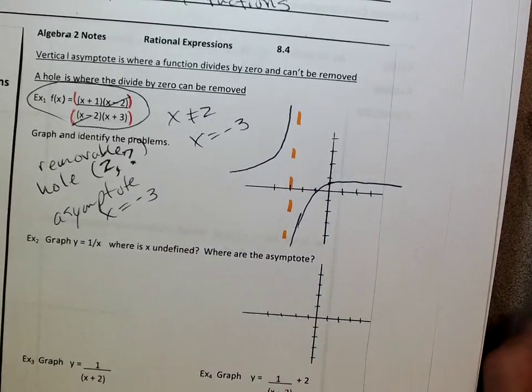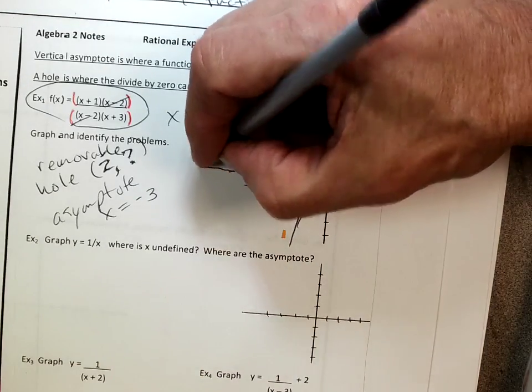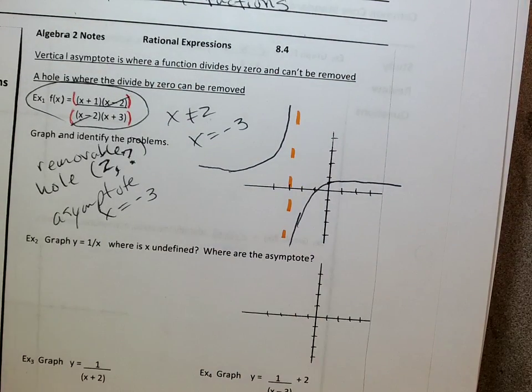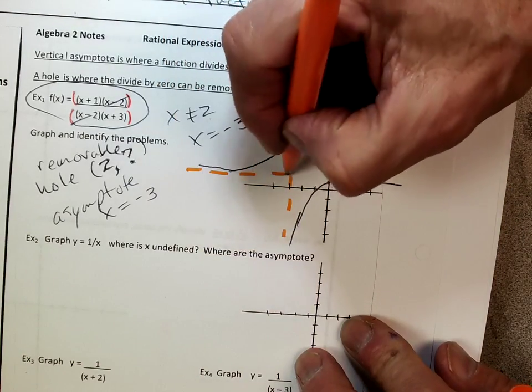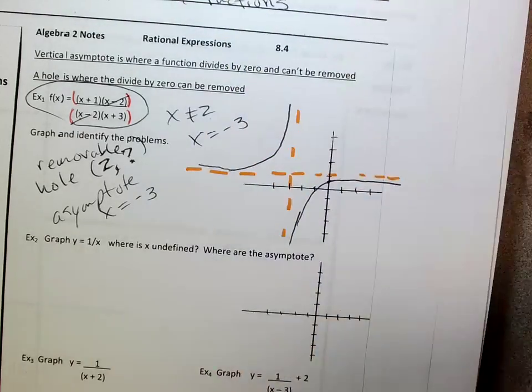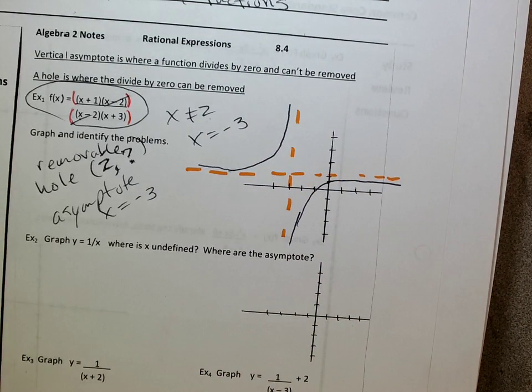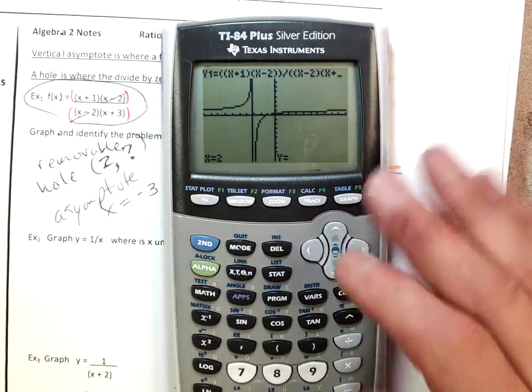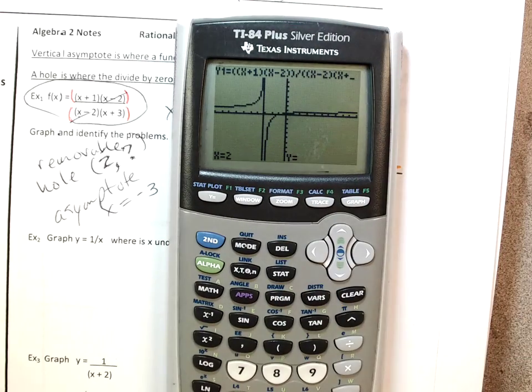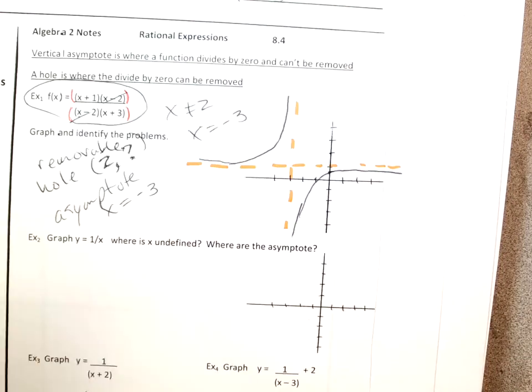Now, there's one more thing it has, which I'm going to talk about briefly today, but I'll talk about it more tomorrow, and that is a horizontal asymptote. I'll explain how to get a horizontal asymptote later, but there is a horizontal asymptote there, okay? If I take a look at the graph, it kind of levels off. See how it levels off? It's leveling off at 1. That's my horizontal asymptote.